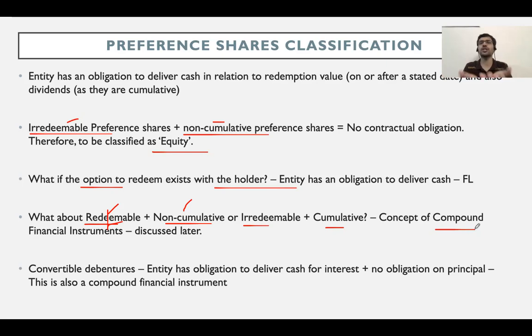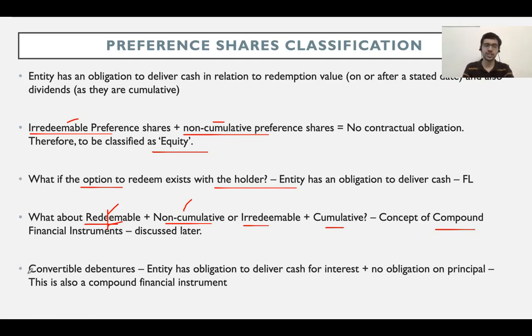Compound basically refers to, it has got two elements. It has got the nature of financial liability as well. It's got the nature of equity as well. And these are called compound financial instruments, which I will discuss at length at a later point in time when we are actually discussing the accounting and measurement of compound financial instruments.